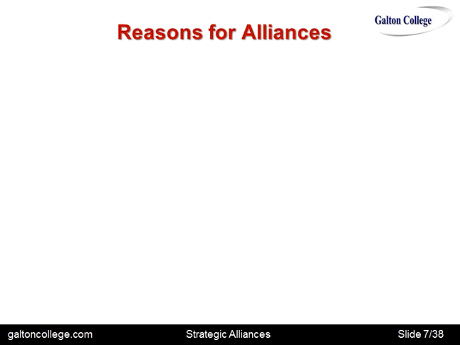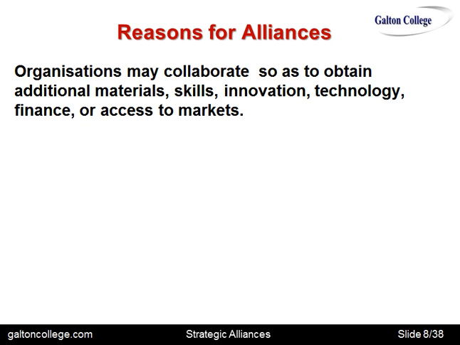Let's look at the reasons for strategic alliances. Well, organizations may collaborate so as to obtain additional materials or skills, innovation, technology, finance, or access to markets. So the basis for the alliance can be in many ways. It can occur in many ways, I should say. It can be based on skills, sharing skills of the workforce, sharing innovation. Perhaps one of the companies is innovating a certain product, but as a byproduct of that, on the way to getting what it's doing, it produces something else. Or it sees a natural spin-off from the innovative process. So it develops a product that's not central to what it wants to do, but it would be of interest to another company. So they could have a strategic alliance to try and produce, manufacture, deliver this new product. They could be sharing technology.